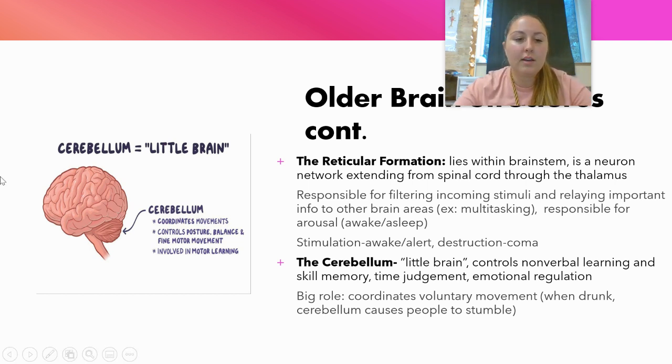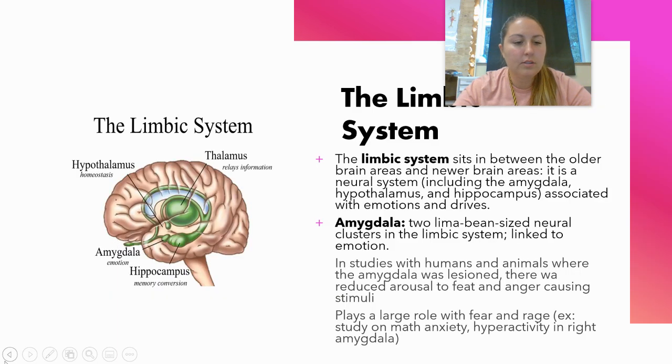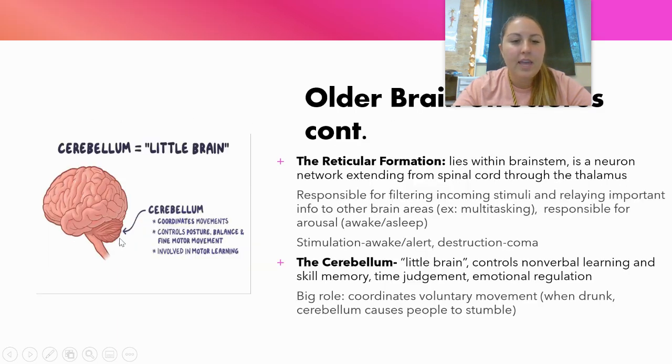Now, the cerebellum is this little guy right here. And we call him the cerebellum because it is the little brain, because it kind of looks like another little brain under it. And the cerebellum does a lot of stuff, but some things that it does is it controls nonverbal learning, skill memory, time judgment, and emotional regulation. But a big role that it plays, the main thing that I want you to remember that the cerebellum does, is that it coordinates voluntary movement.